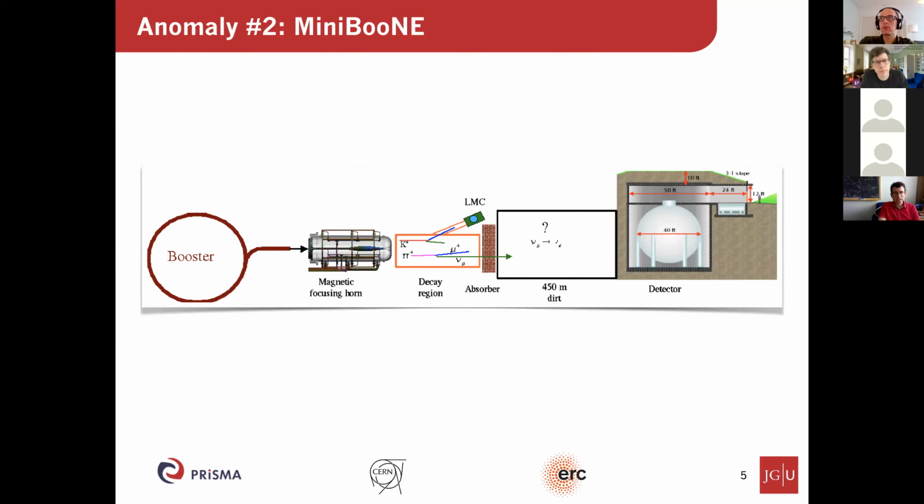And the beam, consisting mostly of neutrinos, then travels through a few hundred meters of dirt until it's picked up by a detector. This detector is essentially a big ball filled with some mineral oil. In that mineral oil, you get both a scintillation signal and once again a Cerenkov signal. So this is how MiniBooNE detects neutrinos. The principle is very similar to what we've seen before. The difference is it's an experiment at a much, much shorter baseline.